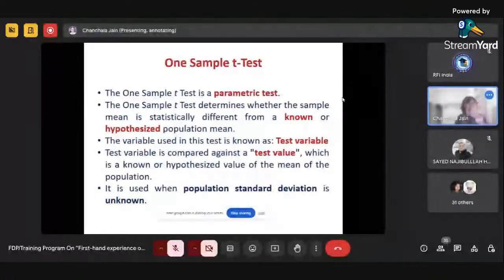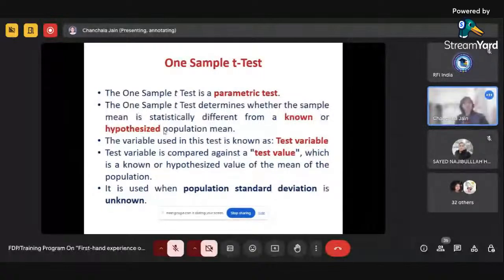Is it a little logical for you? The first point is very simple: it's a parametric test. The second point is that the one sample t-test determines whether the sample mean is statistically different from a known or hypothesized population mean. As I said, you need to compare the sample mean with the population mean. The sample mean we will obviously have, because we have the samples, so using that data we can calculate the mean of the sample. But for the population mean, either it should be known to us or you need to assume it, right?